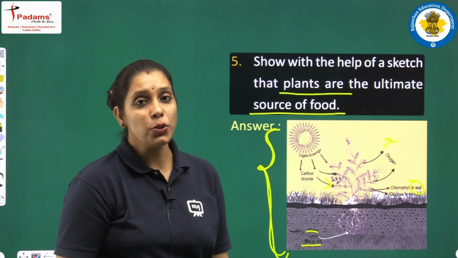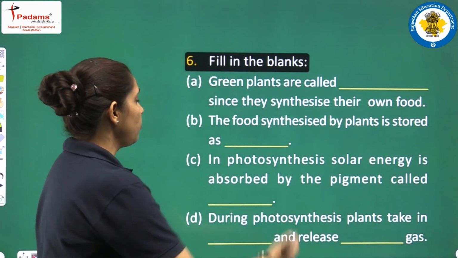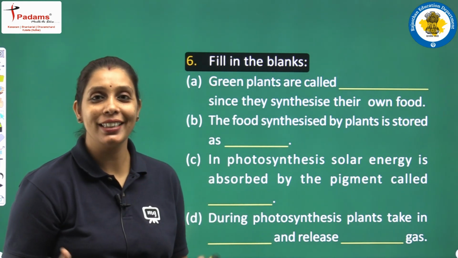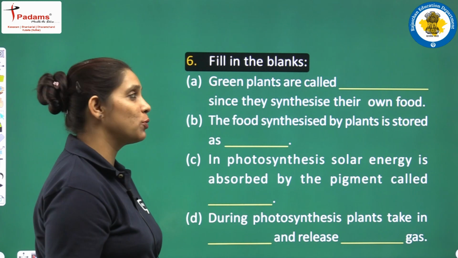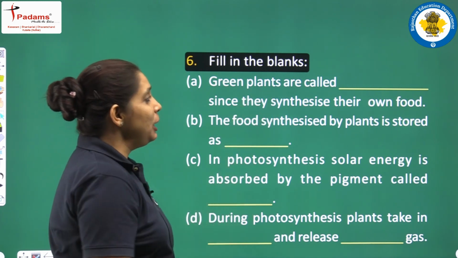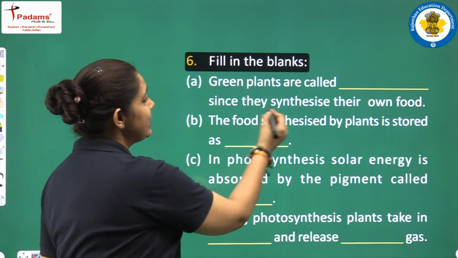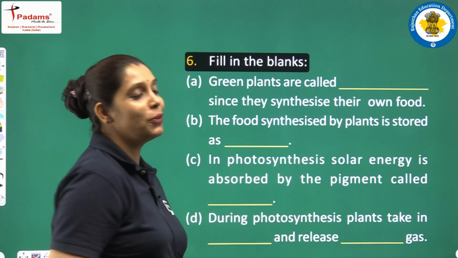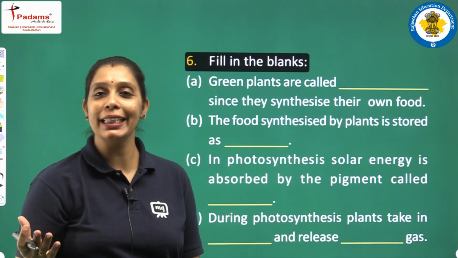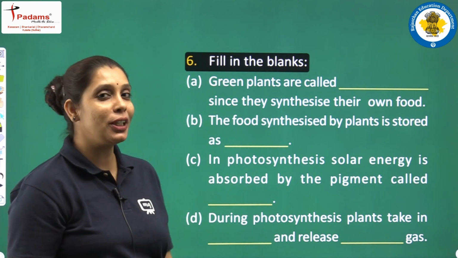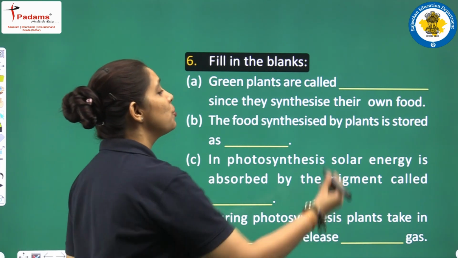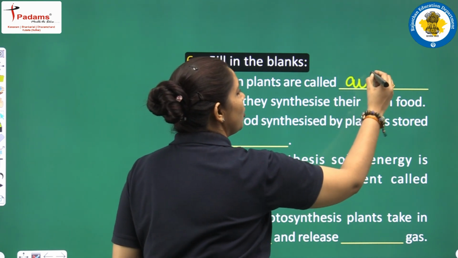Okay, next is our fill in the blanks. Wow, these are my favorite ones, and yours also. Green plants are called blank since they synthesize their own food. Wow, it's so easy. Organisms or plants which synthesize their own food are known as autotrophs. So fill it in.